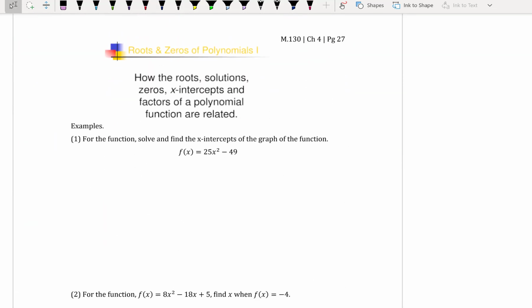Okay, so Math130, Chapter 4, page 27. How are the roots, the solutions, the zeros, the x-intercepts, and factors of a polynomial function related? So how they are related is that they all represent the exact same thing. So they're really just different ways of saying the exact same thing, okay? So the solutions, like we just found in the previous section, is the same thing as the zeros, which is the same thing as the x-intercepts.